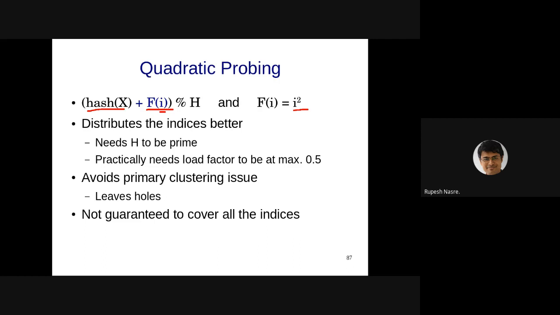Aniruddha says, will f of I equal to I plus 3 solve the issue? That it will cover all the elements? Yes, I think it will cover all the elements. So that is correct. But at the same time, 3 is relatively a smaller number. Issue of primary clustering? Yeah, so 3 is that way a little smaller number. We might have to increase it to a larger value k.